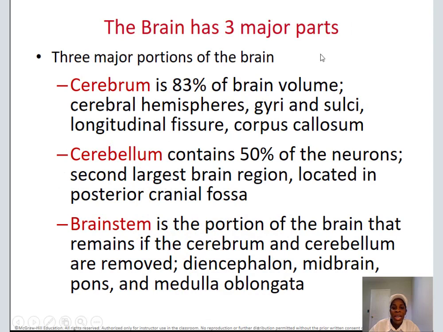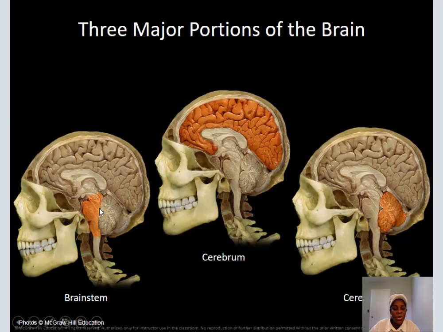So basically, the brain has 3 major parts. The cerebrum, which is the big part, the cerebellum, which is the next big one, but it has half of the neurons of the brain. And then the brainstem is whatever is left after you remove the cerebrum and the cerebellum, which is made of what? The diencephalon, the midbrain, the pons, and the medulla oblongata. Here you see the brainstem, the cerebrum on top, the big one, and the cerebellum, which means small cerebrum, on the back.